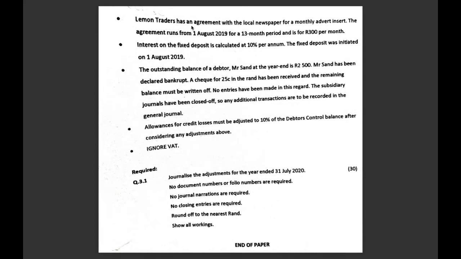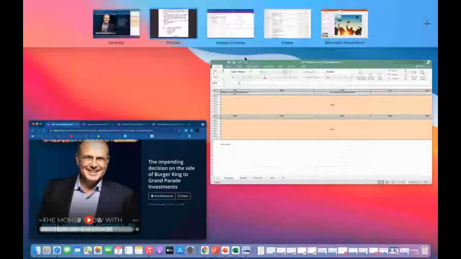Lemon Traders, I heard something in the chat. I'm just going to read this and come to you. All right, Lemon Traders has an agreement with the local newspaper for a monthly advert insert. The agreement runs from 1 August 2019, which is the beginning of our financial year, for 13 months. We know a year is 12 months, so if it's 13, that means we have 1 extra month there. It is for 300 Rand per month.